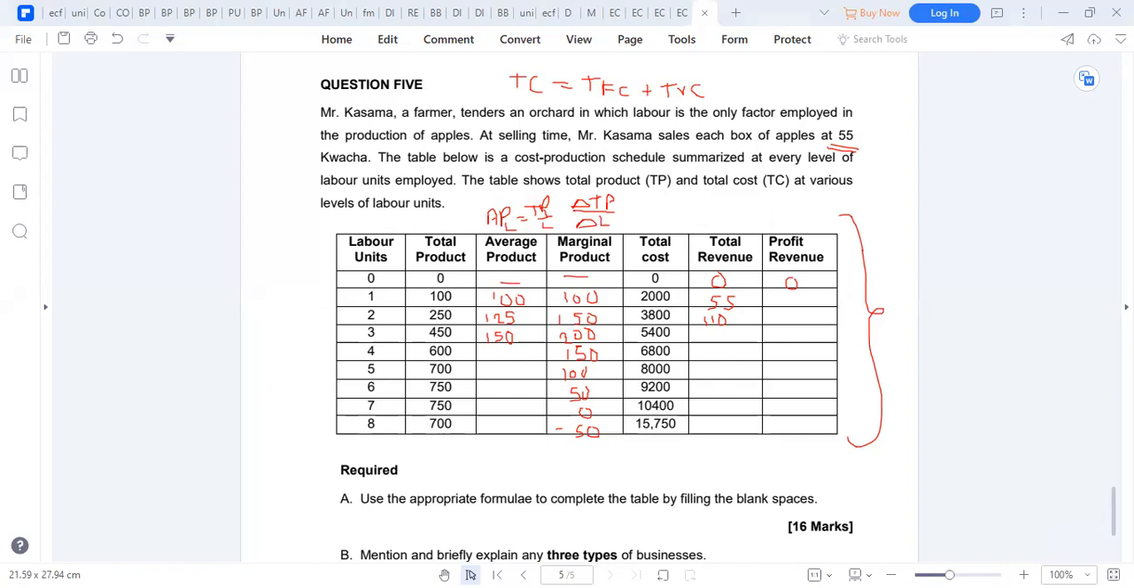Are we together? So on the part of profit, we have to subtract total revenue minus the, which one, total cost? Yes, profit is total revenue minus total cost. So here's negative, something negative, there are losses.